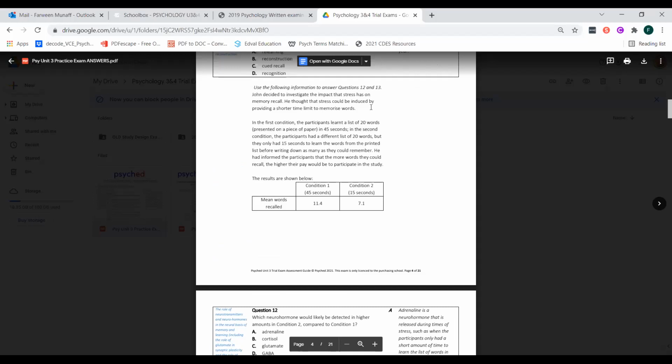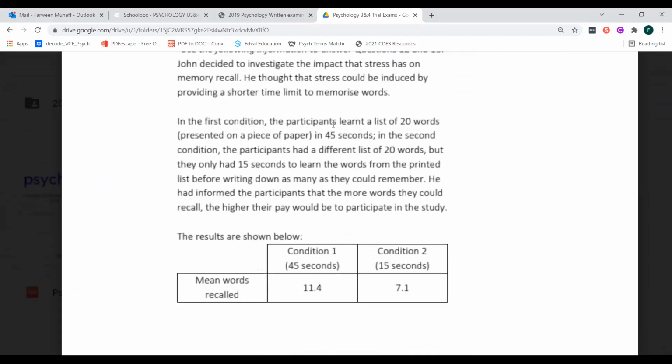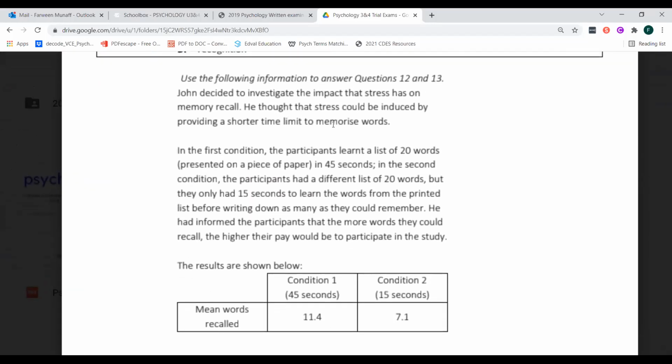John decided to investigate the impact that stress has on memory recall. He thought that stress could be induced by providing a shorter time limit to memorize words. In the first condition, the participants learned a list of 20 words presented on a piece of paper in 45 seconds. In the second condition, the participants had a different list of 20 words, but they only had 15 seconds to learn the words from the printed list before writing down as many as they could remember.